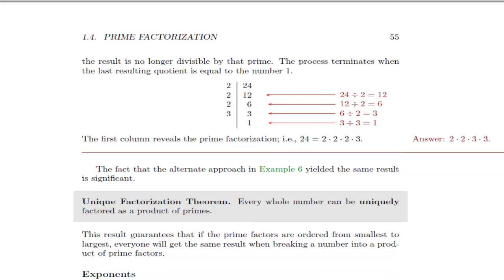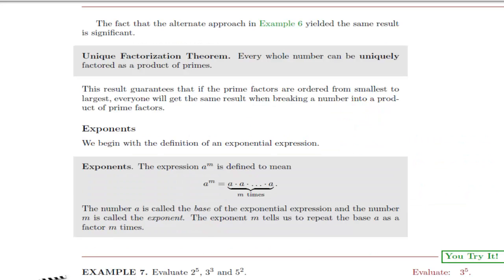The fact that the alternate approach in Example 6 yielded the same result is significant. Unique factorization theorem. Every whole number can be uniquely factored as a product of primes. This result guarantees that if the prime factors are ordered from smallest to largest, everyone will get the same result when breaking a number into a product of prime factors.